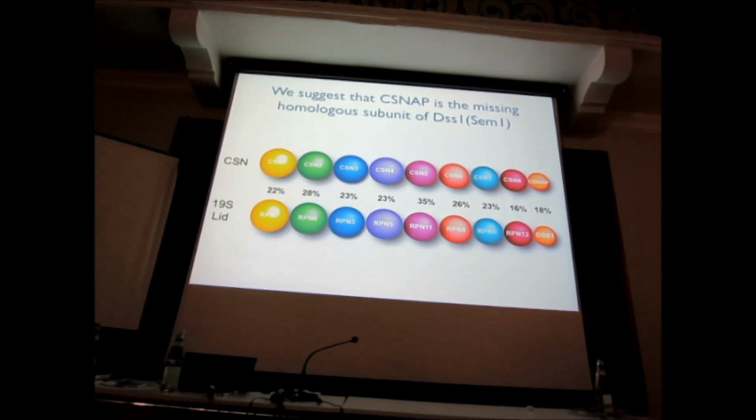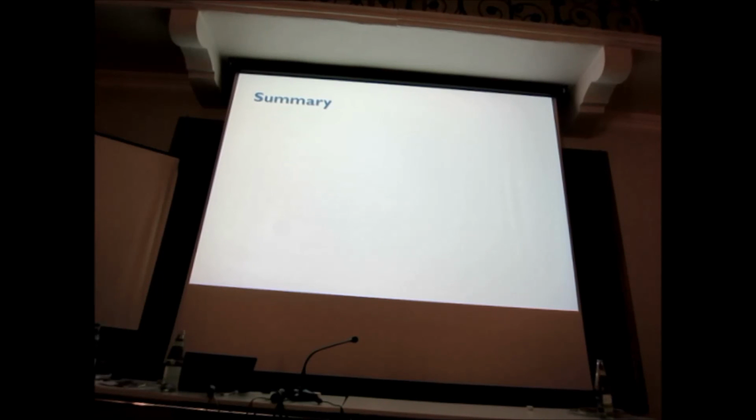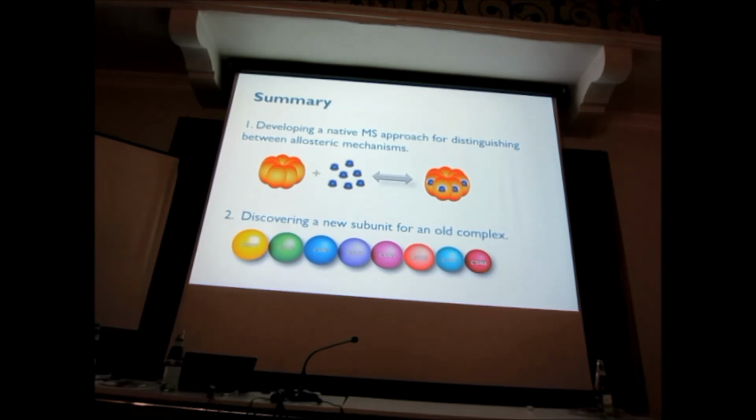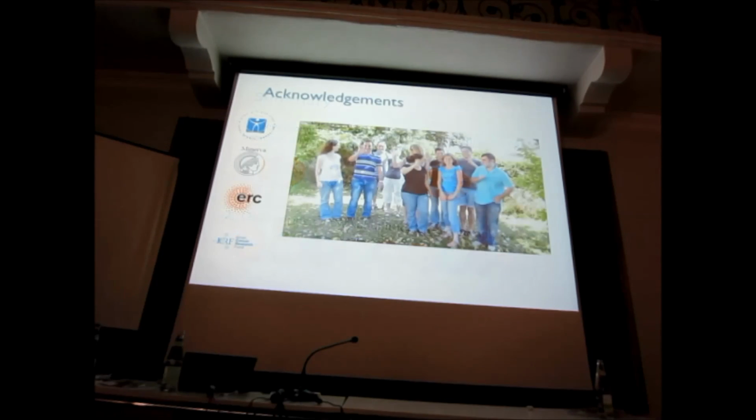So with this, I would like to end my talk, and I hope I can convince you that the native mass spectrometry approach can be a powerful method for structure-function analysis of protein complexes. I've shown you that we use this method to distinguish between allosteric mechanisms, and also this method helps us to discover a new subunit for an old complex. And with this, I would like to end my talk.